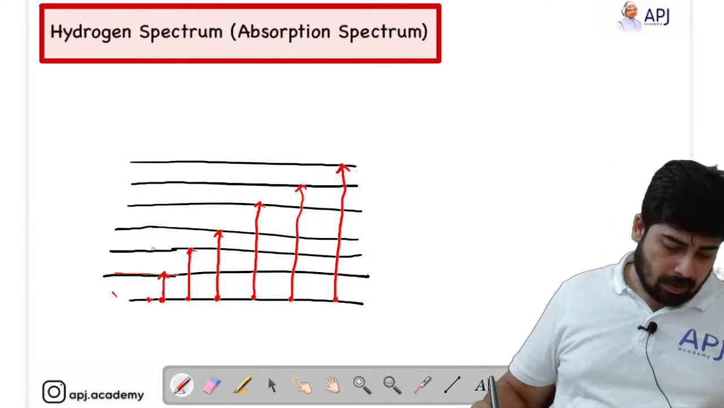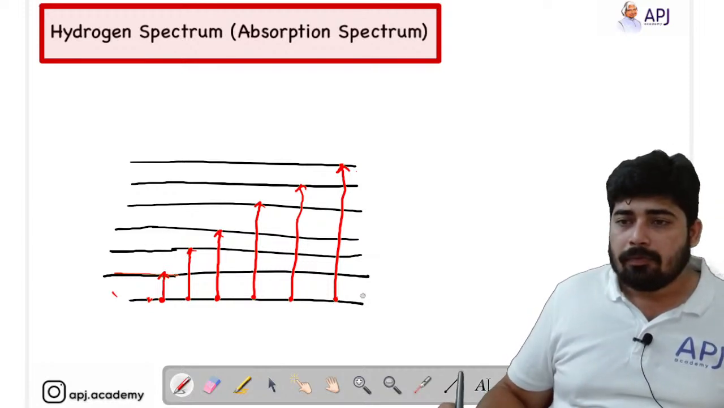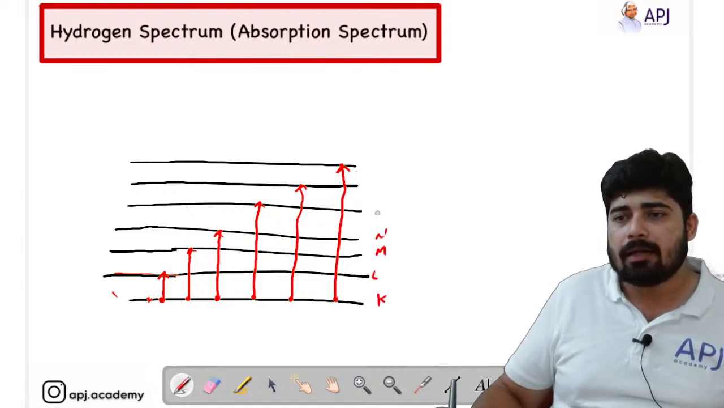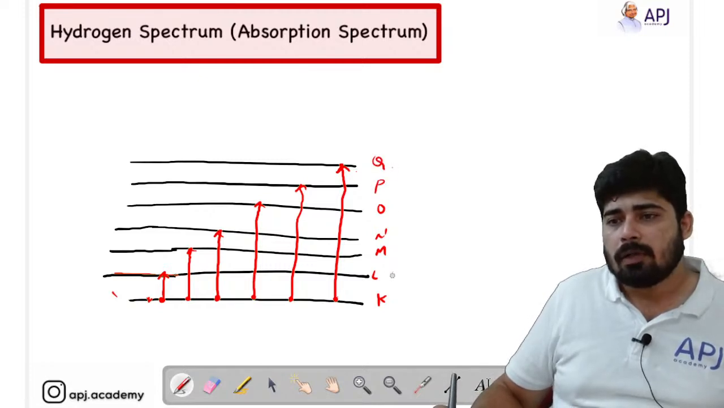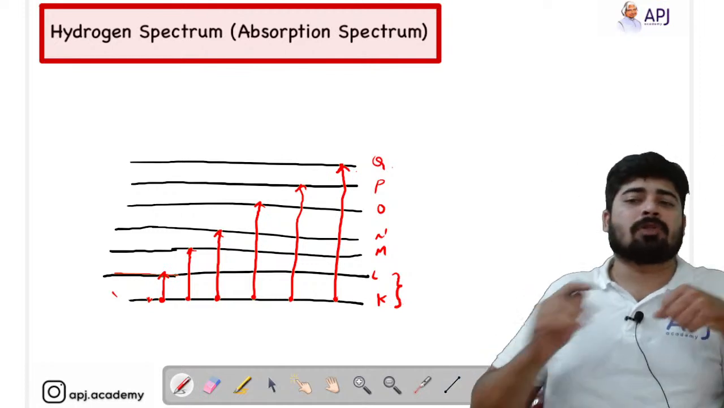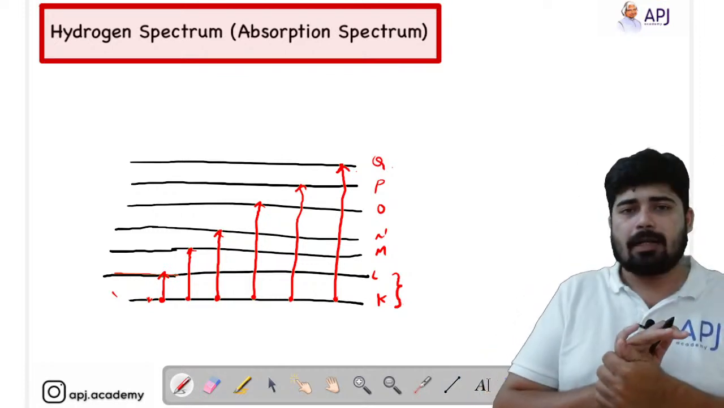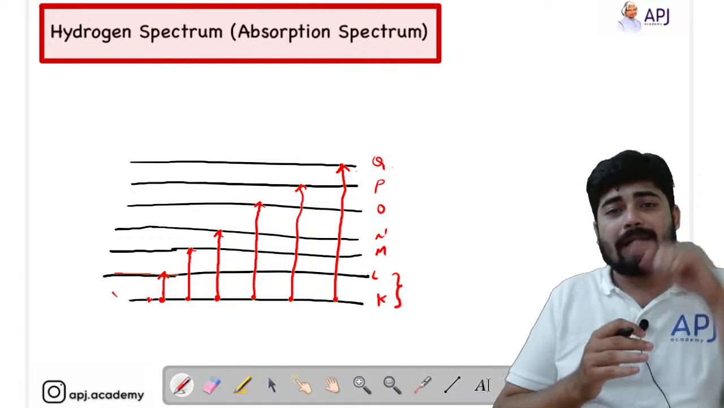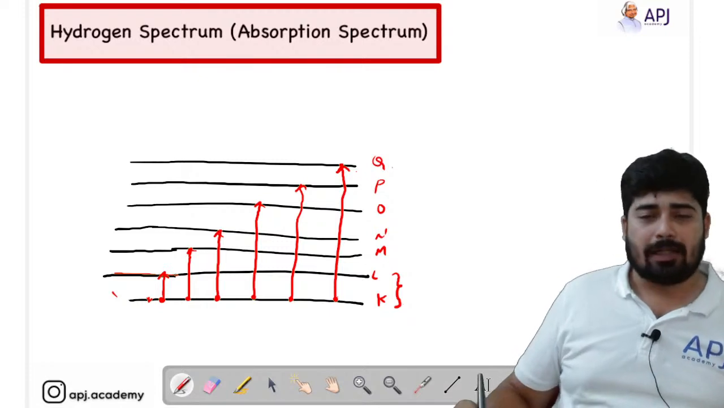Okay, now let's see. Here we know that this is the K shell, this is the L shell, this is the M shell, this is N, O, P and Q. Now, this energy difference: see how much energy is absorbed by the electron. That's what you have to understand. The energy absorbed by the electron will be equivalent to the energy difference between the two shells.